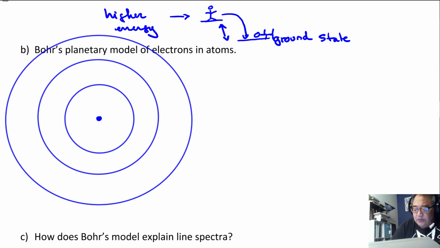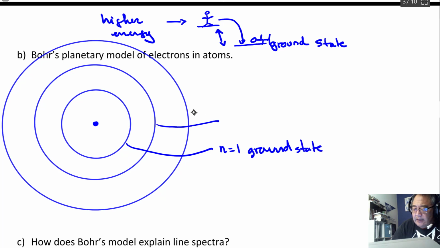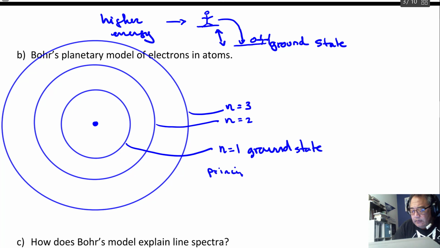But here's the deal. So the ground state is this one here. This is n equals 1. This would be n equals 2 and n equals 3. So he called the n's principal quantum numbers, and we don't really need to know too much about it other than maybe its name. Okay, and the ground state is n equals 1, and n equals 2 and n equals 3 would be the excited states. Now, he described this for hydrogen.